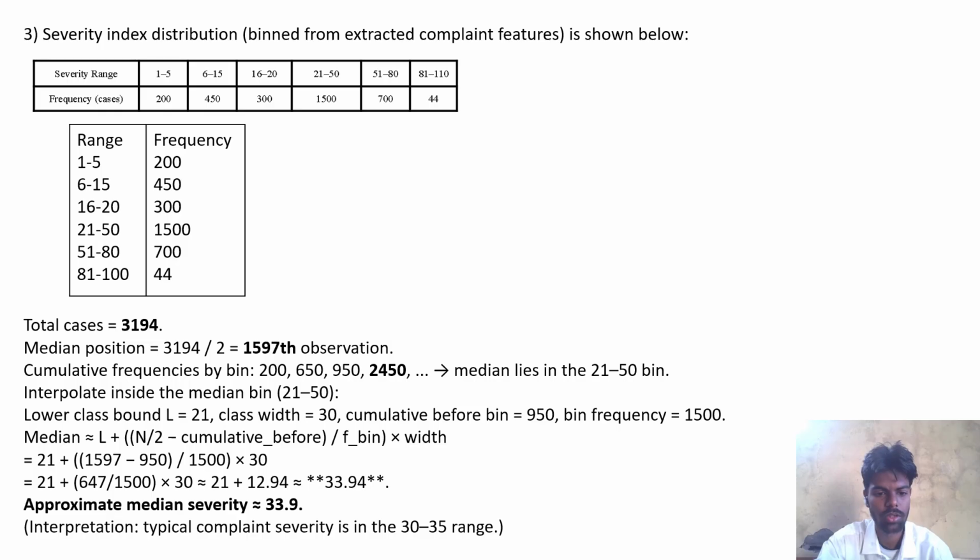The lower class bound L is 21 and the class width is 30. Cumulative frequency before the bin is 950 and the bin frequency is 1500. The median is L plus (n/2 minus cumulative before) divided by f of the bin, times width: 21 plus the 1597 minus this, which gives us the value of 33.94. Approximate median severity is 33.9. Interpretation: a typical complaint severity is in the range of 30 to 35.